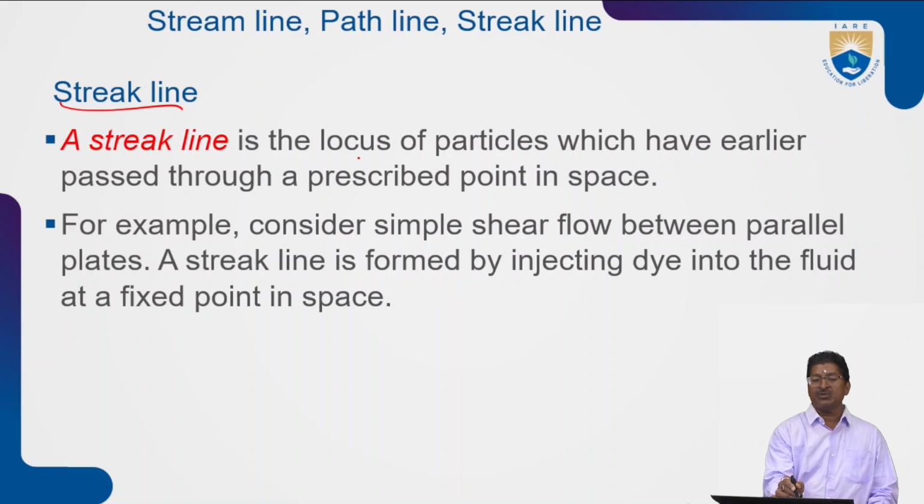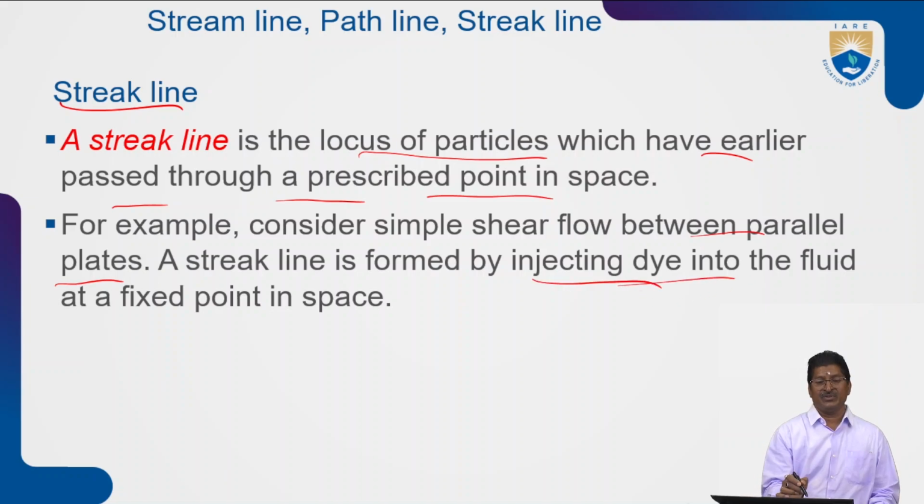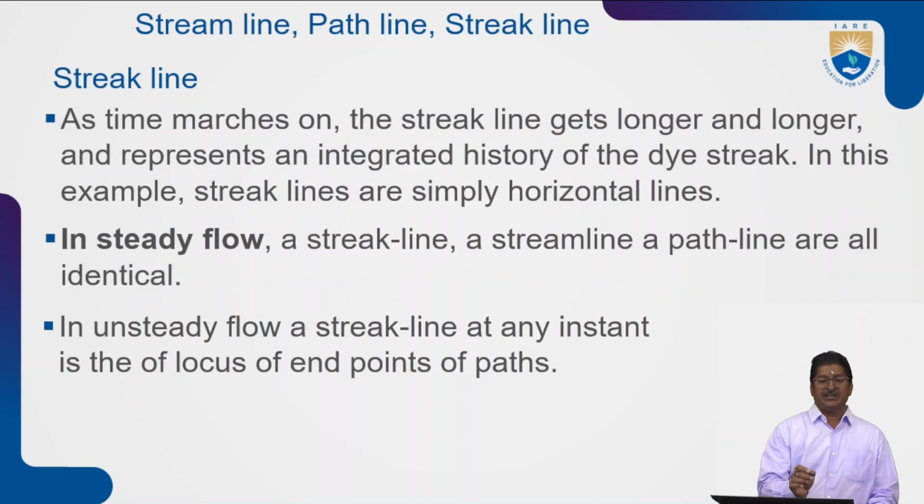Streak line: a streak line is the locus of particles which have earlier passed through a prescribed point in space. It is nothing but different particles of fluid passing through one single point, so that is a straight line. For example, consider simple shear flow between parallel plates. A streak line is formed by injecting dye. If you inject dye into the fluid flow at a fixed point in space, then you will get the streak line.